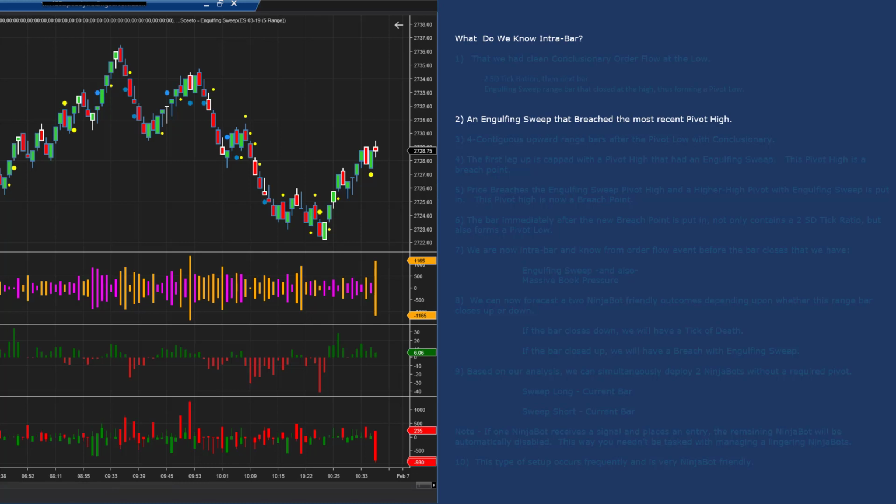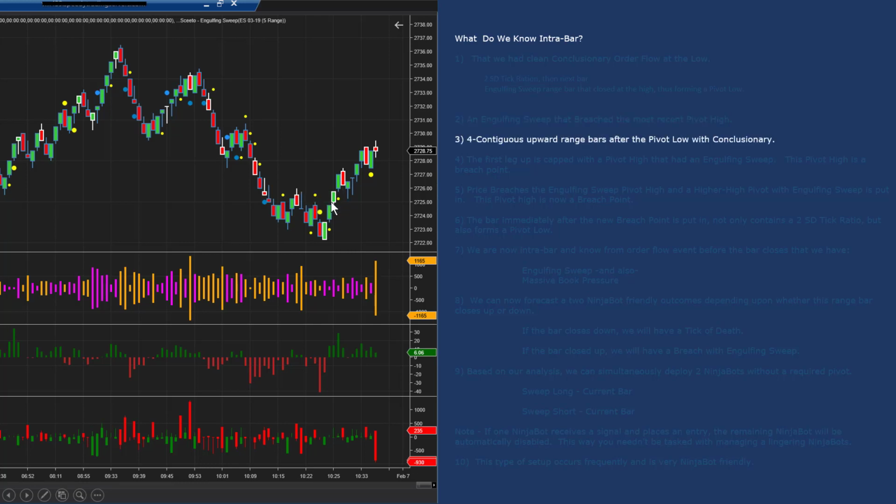We also know that just before the conclusionary, we have this pivot high right here. Price went through this pivot high and breached it with engulfing sweep, which is the white border. So this actually confirms the conclusionary. In real time, you're not sure. Maybe it's going to go up, maybe it's going to go down. But it looks like they've concluded they're selling. Now when it moves up and pierces through the most recent resistance with engulfing sweep, that's an indication that there's some oomph to the move, and this is actually tradable.